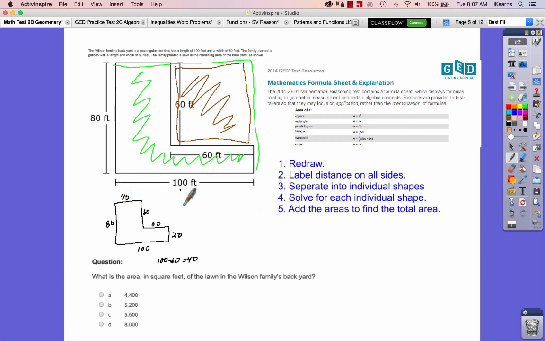Now we need to separate this into individual shapes. I think it's easiest to do it like right here. We're going to separate it, so we'll have the top, the vertical part of our L, and then the horizontal part of our L.